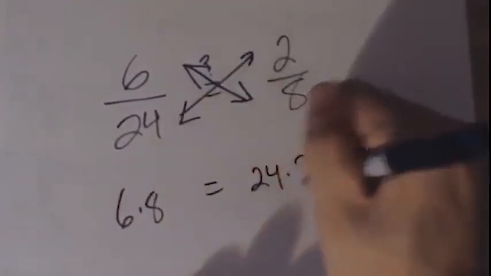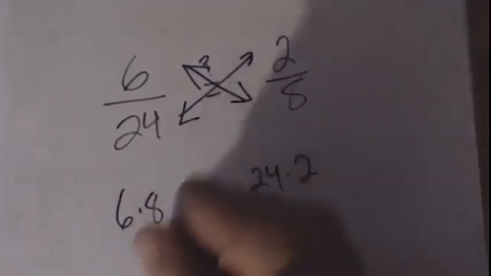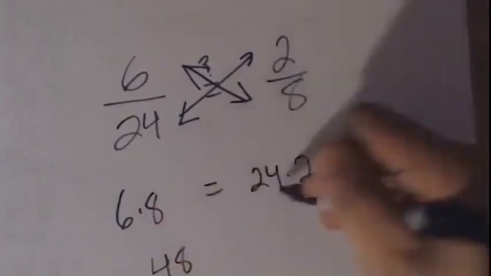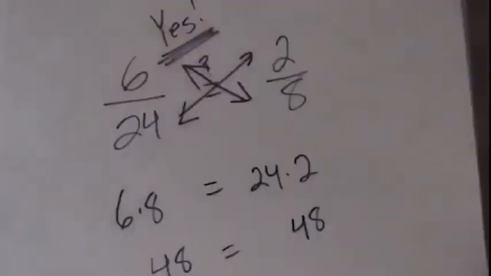Over an equal sign, we are allowed to multiply cross products. So this way we would have 6 times 8, and this way we would have 24 times 2. 6 times 8 is 48. 24 times 2 is 48. They are equal. So yes, they are equivalent fractions.